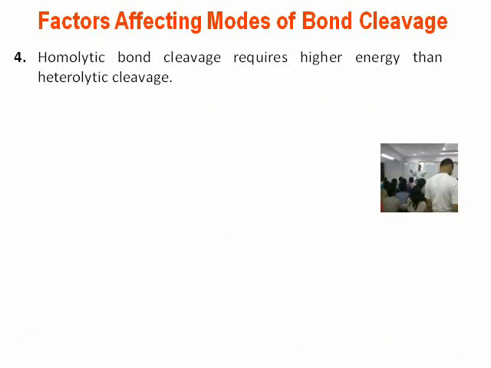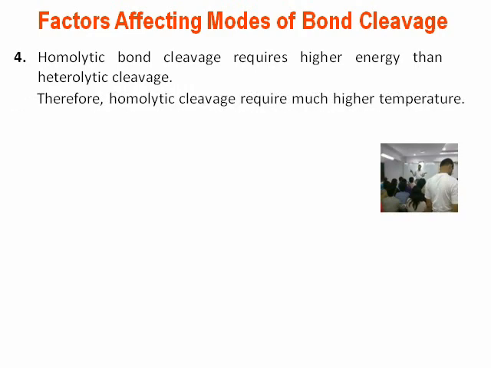Fourth factor which can affect the mode of bond cleavage is radiation energy. Now let us understand that homolytic bond cleavage requires higher energy than heterolytic bond cleavage. This is because a pure covalent bond is much stronger than ionic bond. So therefore homolytic cleavage, which is a perfect cleavage of pure covalent bond, will require higher energy. And therefore this type of cleavage will require much higher temperature.